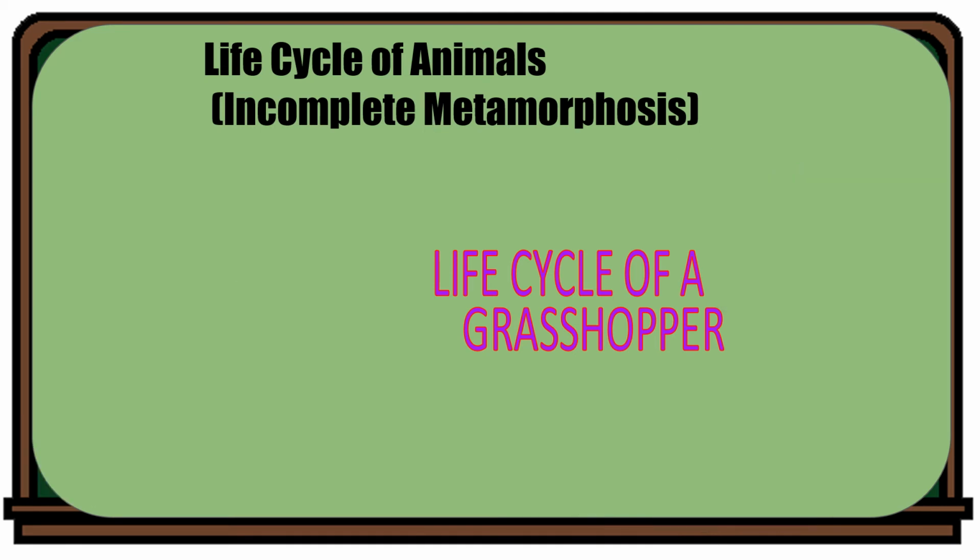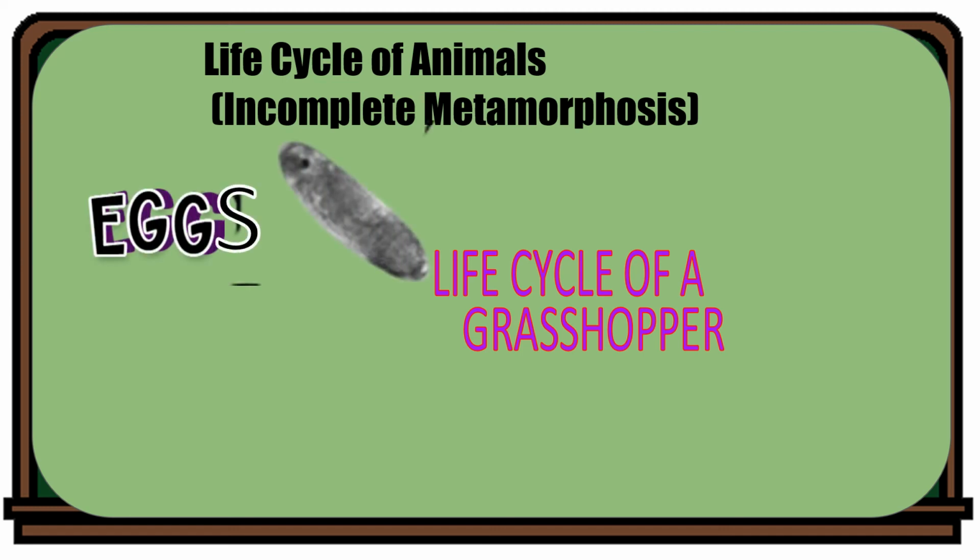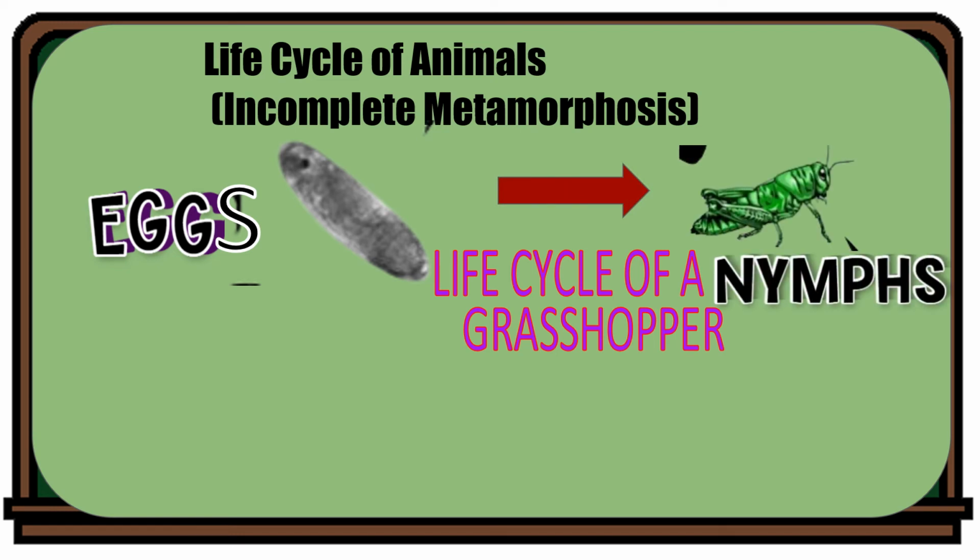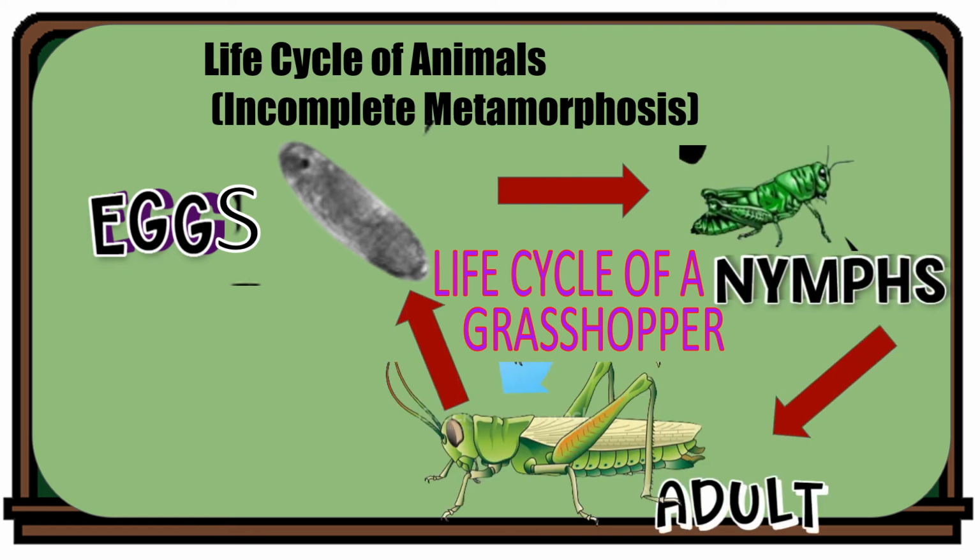Life cycle of a grasshopper is another example of incomplete metamorphosis, which has 3 stages: the eggs, the nymph, and the adult.